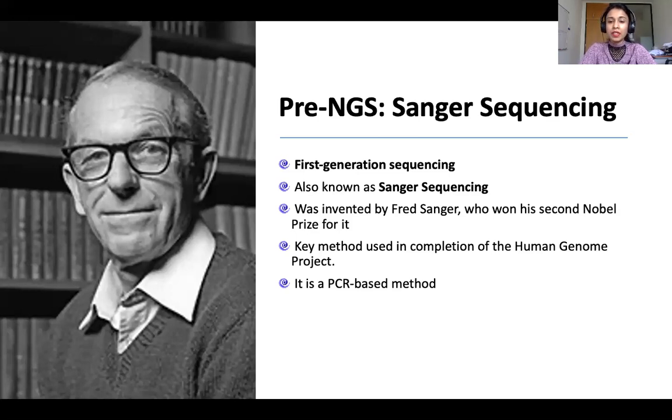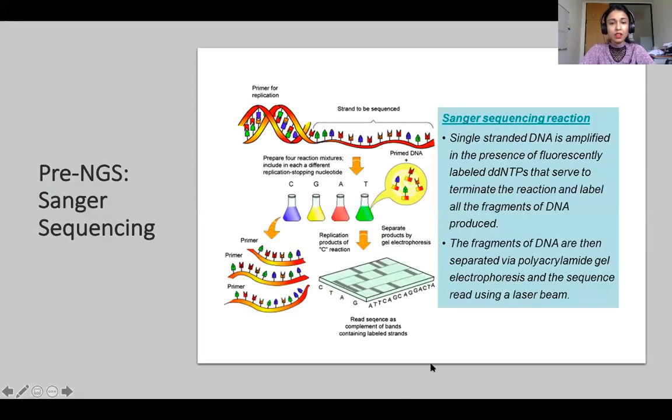And this was the key method that they used to actually complete the Human Genome Project when they finished it in year 2000. At that point, they did not have NGS, so they relied completely on Sanger sequencing. And as you know, it's a PCR-based method. I guess you're already familiar with what Sanger is, but I've just given some information here. So it relies on dideoxy nucleotides, which help with identifying the bases in a particular fragment, right?